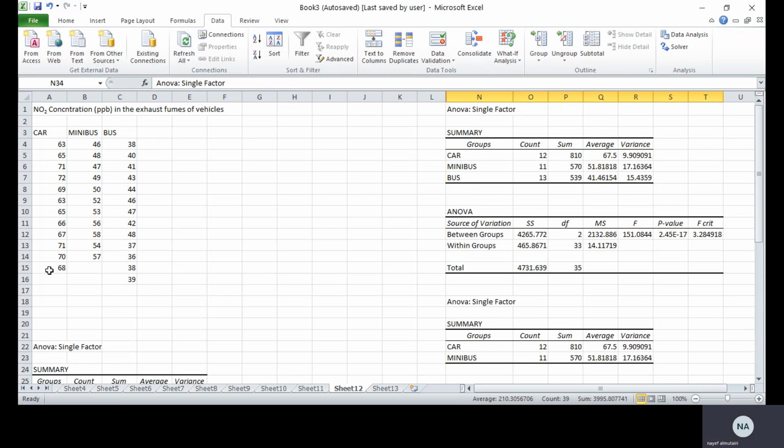So I'll stop at this point, and hopefully ANOVA is very simple, but it's an important concept that we have to know.